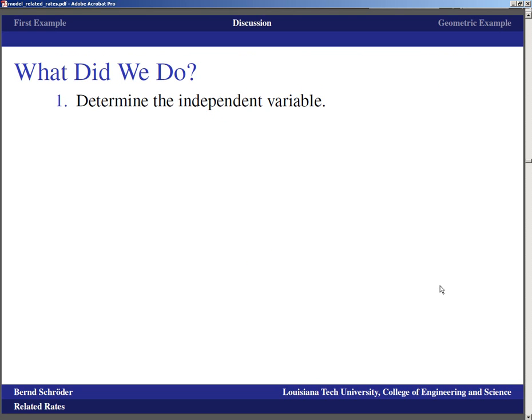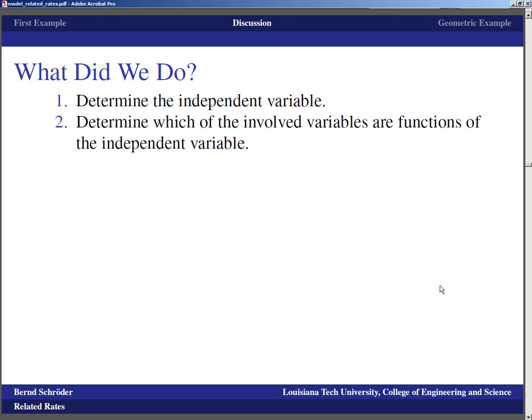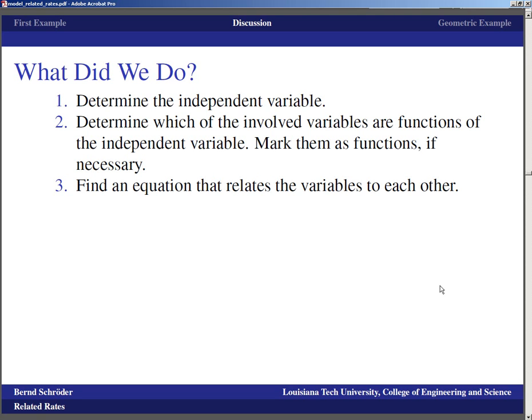We determined the independent variable, and that was time. We determined which of the involved variables were functions of the independent variable, and that was all of them. We only had volume and radius, and they're both dependent on time. We marked them as functions. You only do that if you really want to be sure, and certainly at the beginning it's recommendable. And then we needed to find an equation that relates the variables to each other. That was the volume equation.